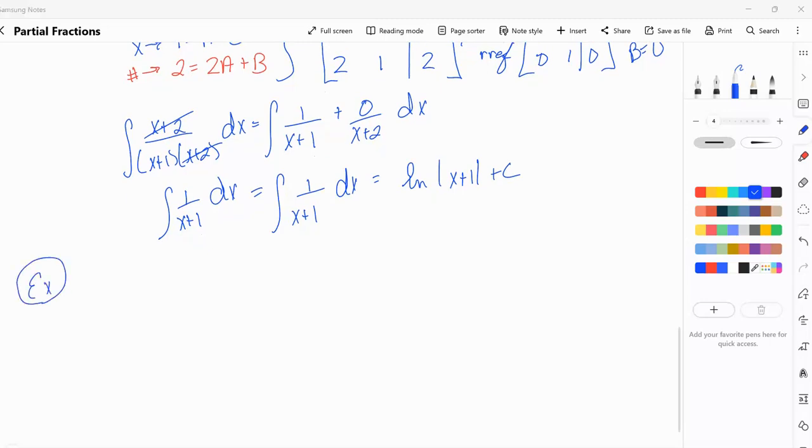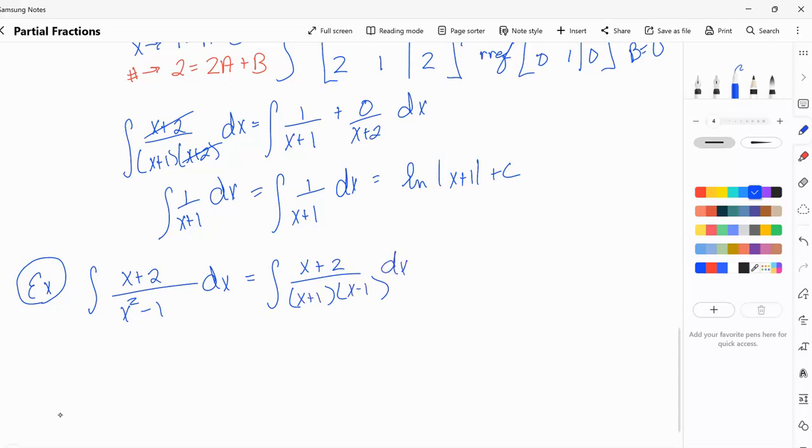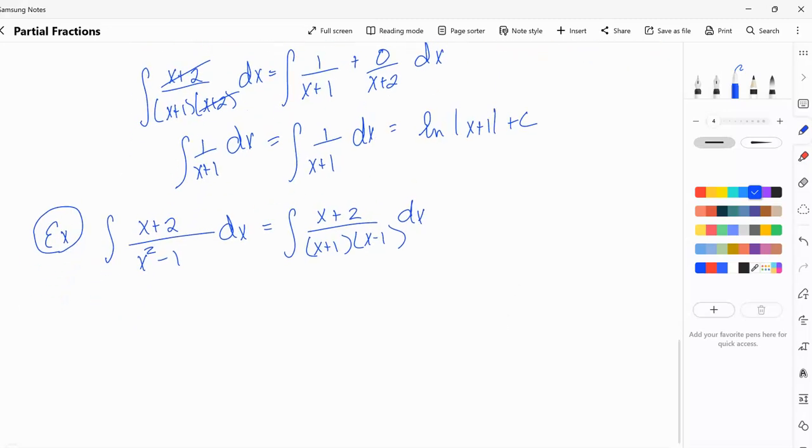Let's do another one. Let's say we want to integrate x plus 2 over x squared minus 1. So our first step is to factor the bottom. That's the difference of squares. It factors into (x plus 1)(x minus 1). Okay, nothing's going to reduce here. So we've got to figure out how we're going to rewrite that. This is where we're going to do partial fractions.